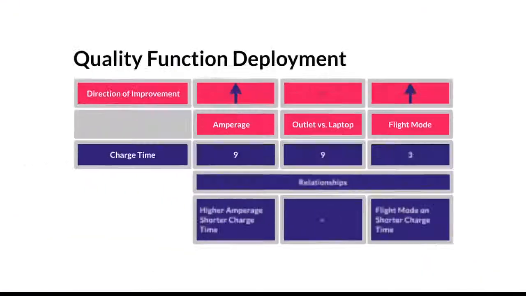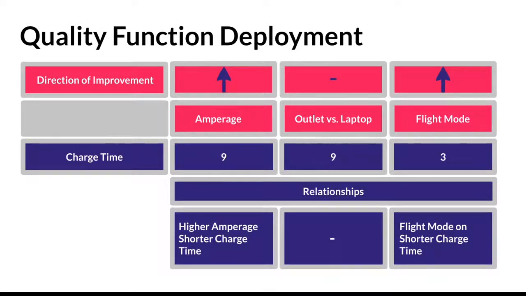So when we look at the quality function deployment, we only look at the amperage and the flight mode. When we look at the relationship with amperage, we're trying to find out if higher amperage results in shorter charge time. And for flight mode, we try to find out if turning flight mode on influences a shorter charge time.